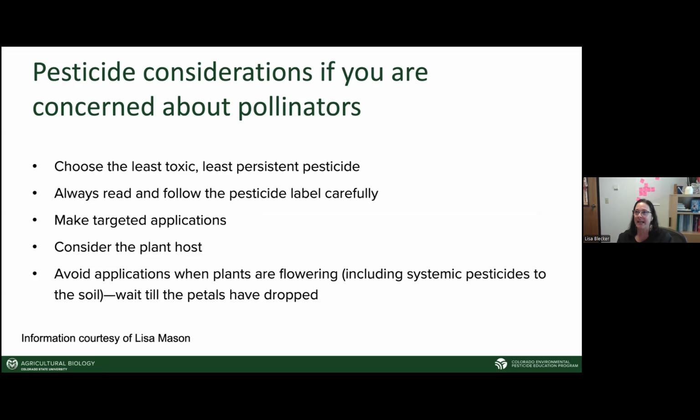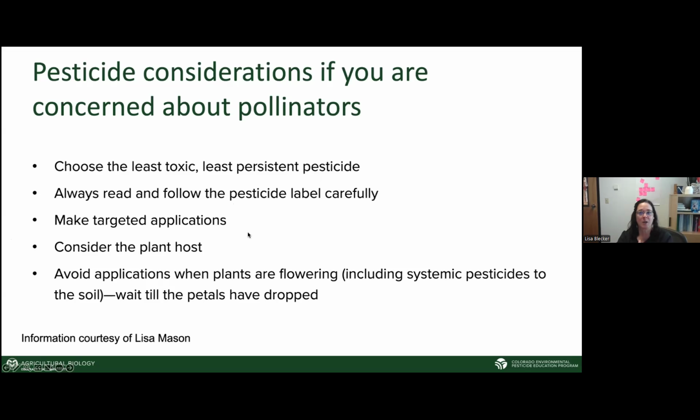If you're making a pesticide application in your home garden, you really don't want anything that's persistent. None of the pest issues are so significant that you need to choose a really persistent pesticide. And something that is as least toxic as possible. And I'll show you how to see if your pesticide is toxic to humans or maybe to beneficial insects. So always read and follow the label carefully, because that is a translation of how to keep humans and the environment safe from overexposure to that pesticide.